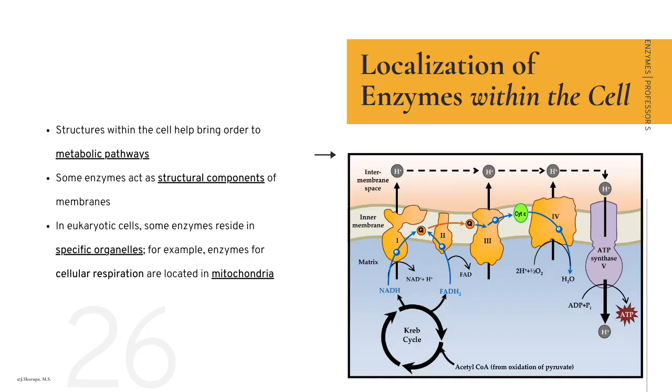We often find enzymes for particular metabolic pathways localized together within the cell. Structures within the cell help bring order to metabolic pathways. For example, some enzymes act as structural components of membranes. In eukaryotic cells, some enzymes reside in specific organelles. For example, enzymes for cellular respiration are located in mitochondria, as seen here in this image of the mitochondrial electron transport chain. Again, we're going to see this in the next lecture.